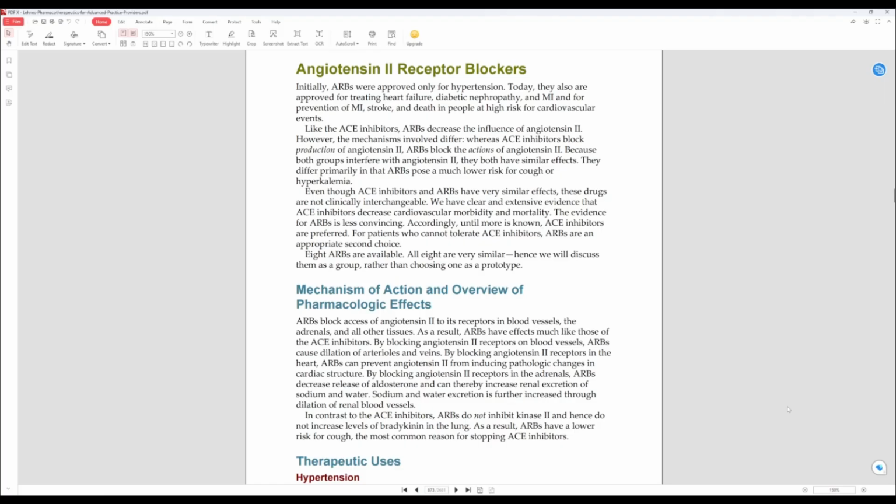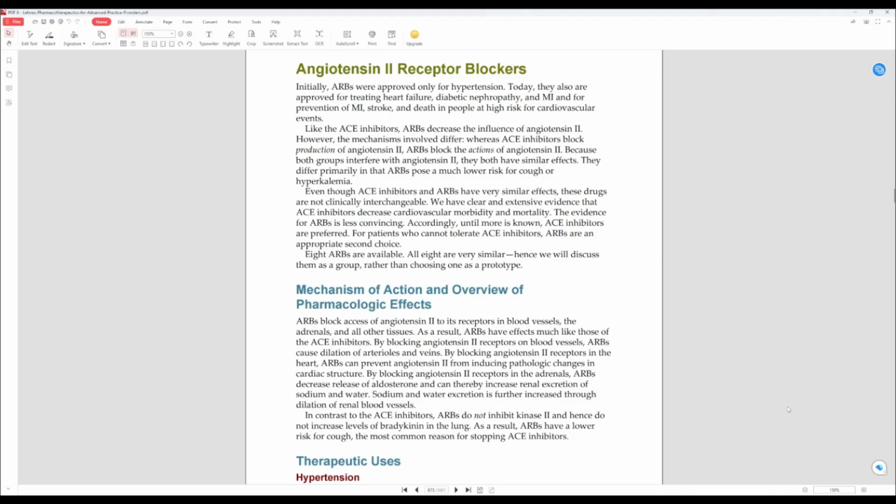Even though ACE inhibitors and ARBs have very similar effects, these drugs are not clinically interchangeable. We have clear and extensive evidence that ACE inhibitors decrease cardiovascular morbidity and mortality. The evidence for ARBs is less convincing. Accordingly, until more is known, ACE inhibitors are preferred. For patients who cannot tolerate an ACE inhibitor, however, ARBs are an appropriate second choice.